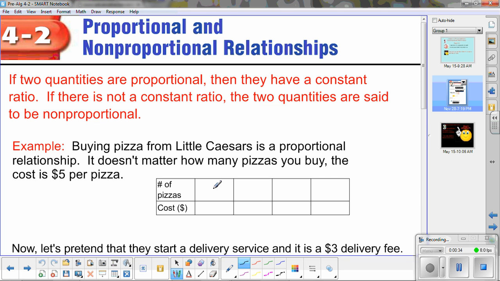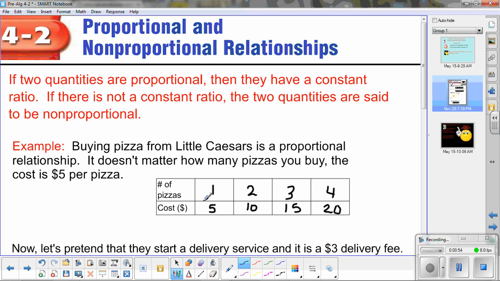You can see that by making a table. If you buy one pizza, it's going to cost $5. If you buy two pizzas, it's going to be $10. Three pizzas is going to be $15. And four pizzas is going to be $20.